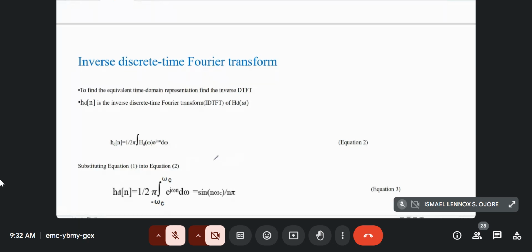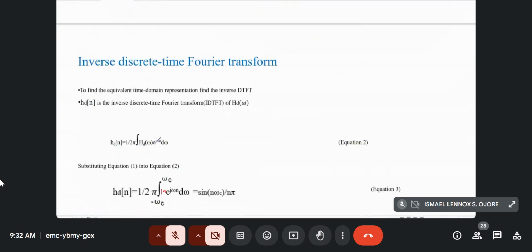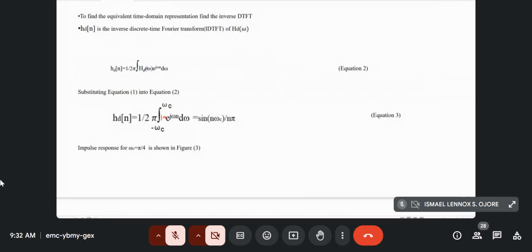Substituting equation 1 into equation 2, all you are doing is, you have been told the response is 1, so this is simply 1 times that. So you simply get that, and this works out to sin(n omega c) over n pi.